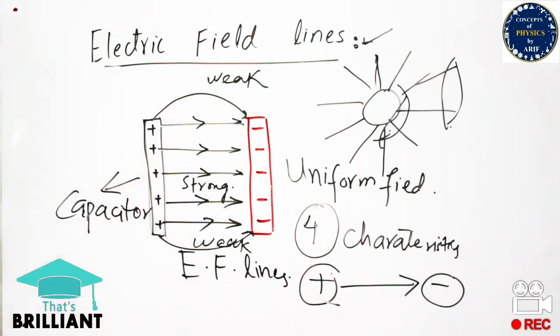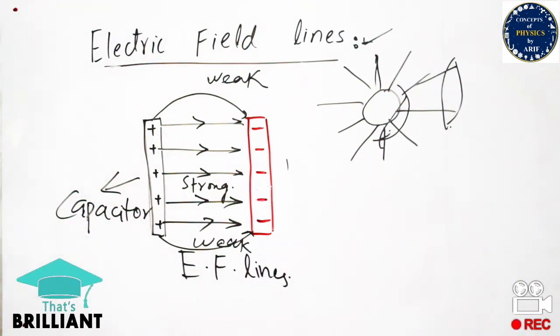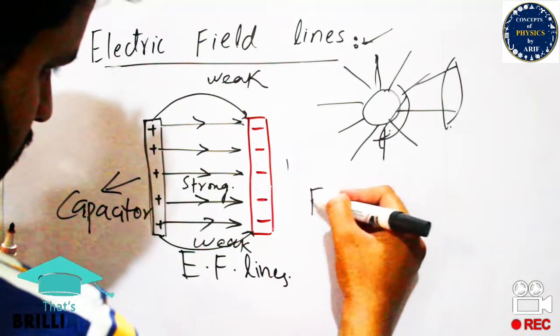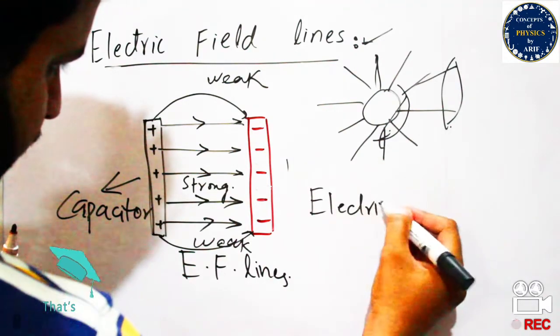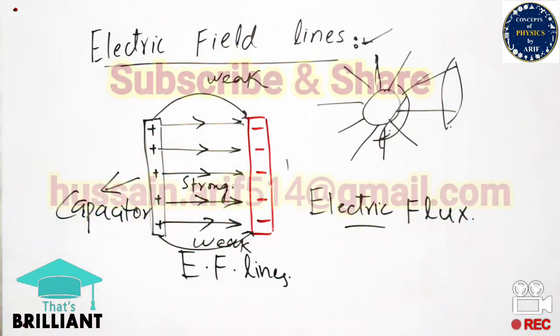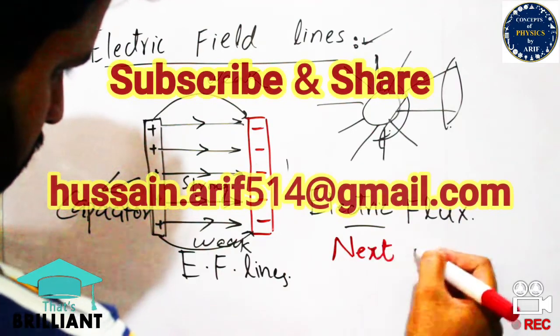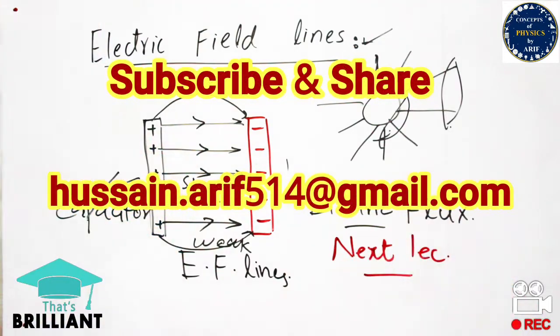In order to understand electric field lines, we have discussed many things related to them: electric field direction, that they do not cross each other, and the other thing is electric flux, meaning how many electric field lines pass through a specific region. Up till now we have finished this, and the electric flux topic can be discussed in the next lecture. Please stay tuned and wait for the next lecture, where I will discuss electric flux in great detail.